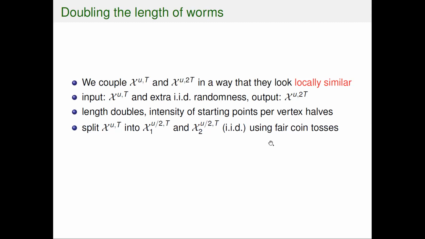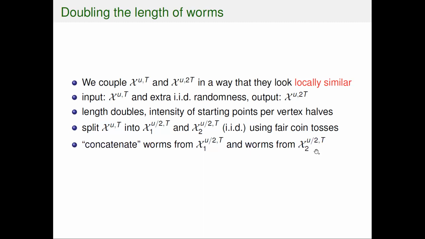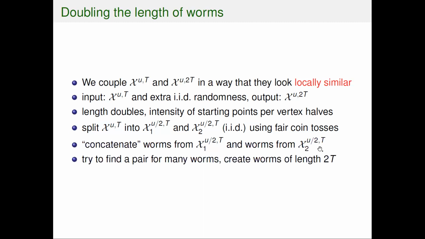And then what we have to do is concatenate these worms. Somehow we have to find a pair for most of these worms, and concatenate them to make a worm which is twice as long. This is a very naive picture, but it would make sense. If we could find a pair for, well, not all of them, but most of them, and stick them together to make a worm which is twice as long, then we are done. So that's how we try to find a pair for many worms and create worms of length 2t. That's the plan.